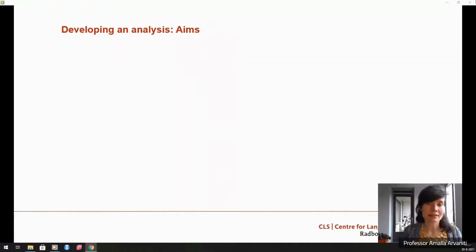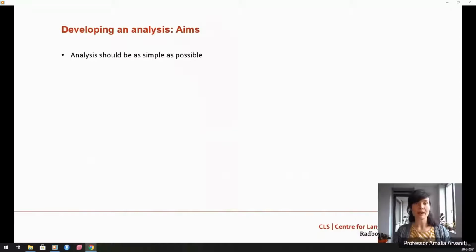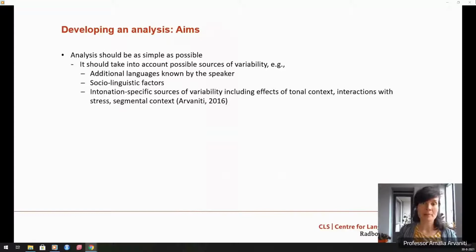So when developing an analysis, then your primary aim should be to keep your analysis as simple as possible. It should be able to take into account possible sources of variation without the need to posit special tones that phonetically describe the variation. Some sources of variability may be from additional languages that the speaker knows, or sociolinguistic factors that determine how individuals interact with others in their community. And of course, there's intonation-specific sources of variability, such as tonal context. This is perhaps considering a pitch accent's proximity to another pitch accent or a boundary. Interactions with stress, which may affect the phonetics of a tone. Also the segmental context, for example, the effect of voiceless segments on the realization of pitch.